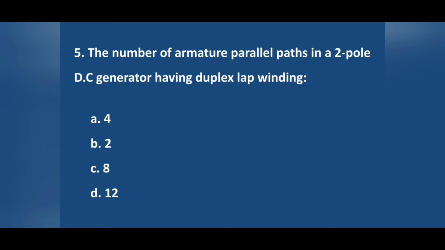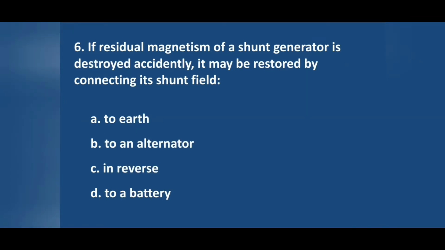Question number 5. The number of armature parallel paths in a two-pole DC generator having duplex lap winding. Answer is option A, 4. Question number 6. If the residual magnetism of a shunt generator is destroyed accidentally, it may be restored by connecting its shunt field. Answer is to a battery.